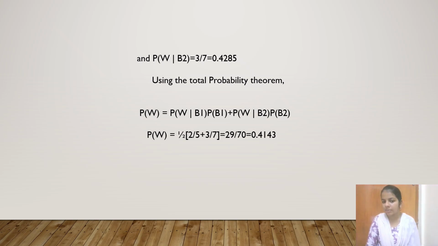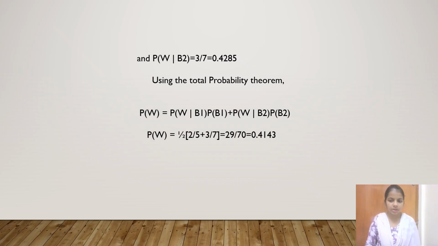Using the total probability theorem, P of white ball equals P of white ball in B1 times P of box 1 plus P of white ball in box 2 times the probability of B2. The probability of each box is 1 by 2, so we took 1 by 2 times 2 by 5. The probability of a white ball in box 1 is 2 by 5 and in box 2 is 3 by 7. If we simplify that, we get the answer as 29 by 70.